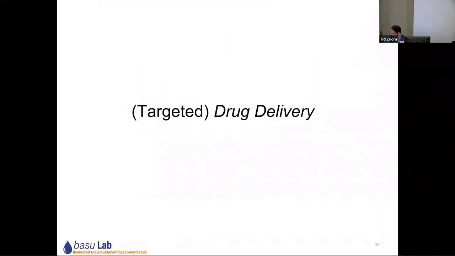So that was the first part of the talk on the infection onset mechanics. Let's move to the second part. And I think I have 30 minutes, right, for my talk? Yeah. So the second part is, again, on recent results that we have obtained on drug delivery.